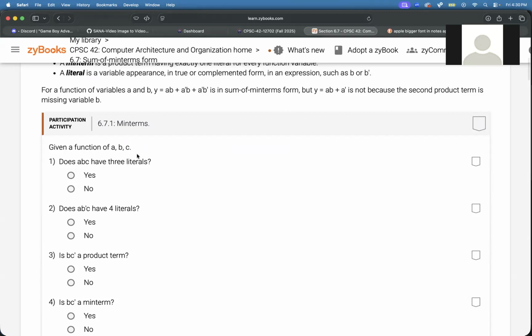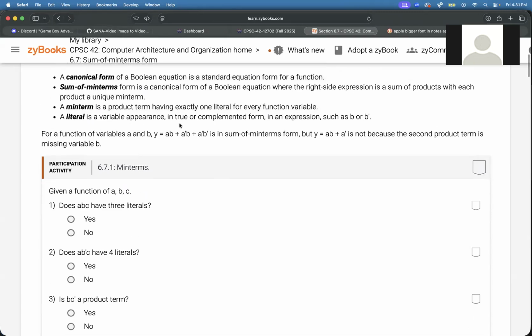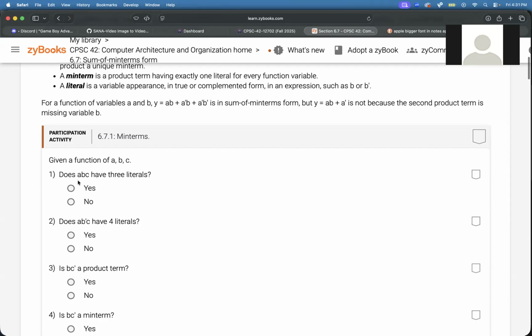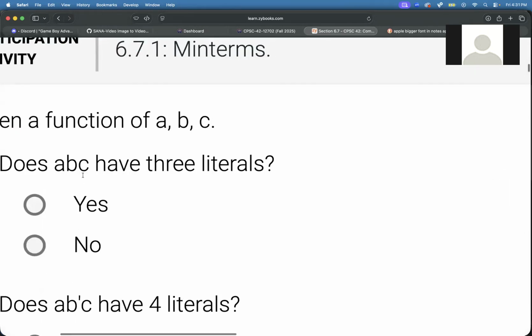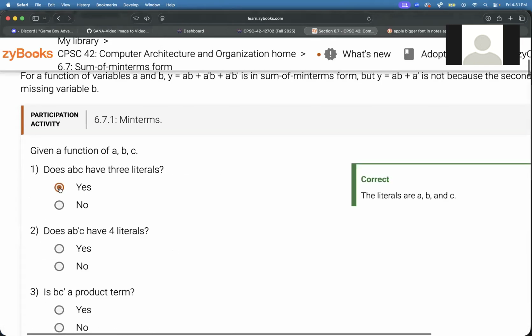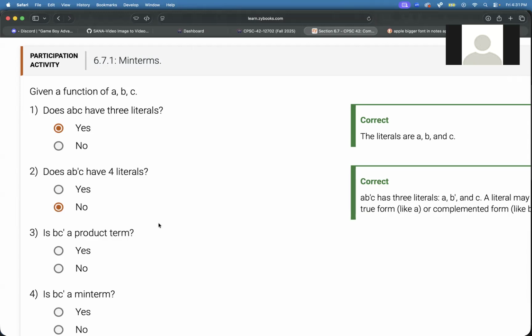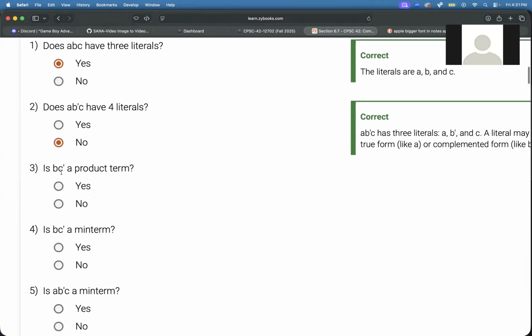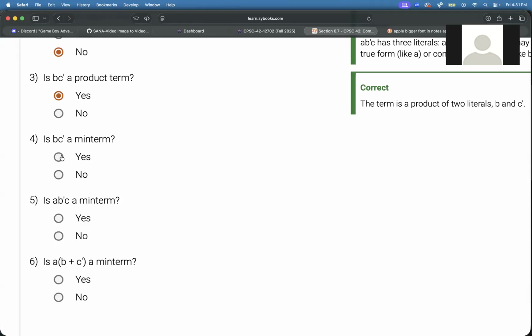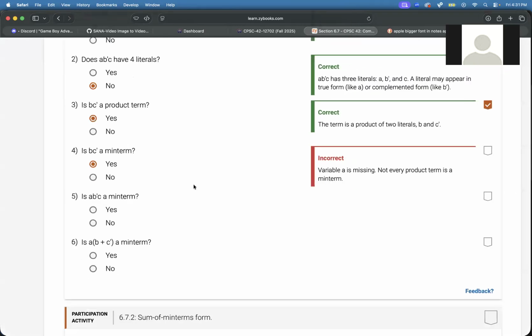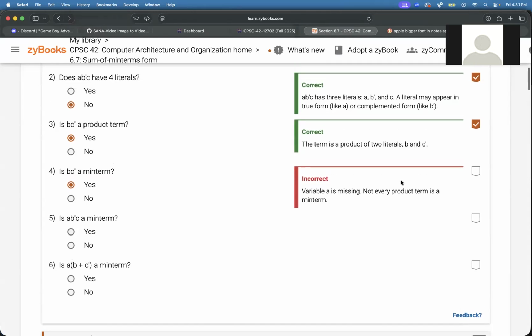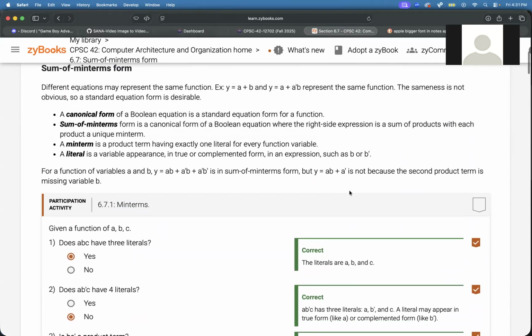A literal is a variable appearance. So is that three variables or three literals? Yeah, because it's three variables, right? Does A not B C have four literals? No, right? A, B, C, it's three. Is B not C a product? Yeah. Is B not C a min term? Yeah. Not every product term is a min term. A min term is a product term having exactly one literal for every function variable.